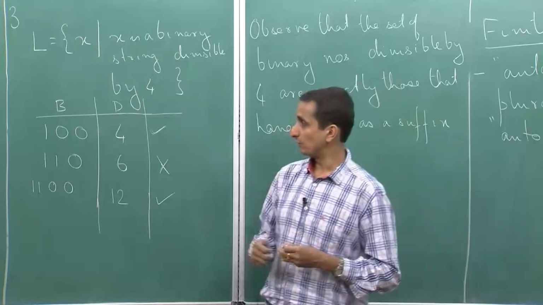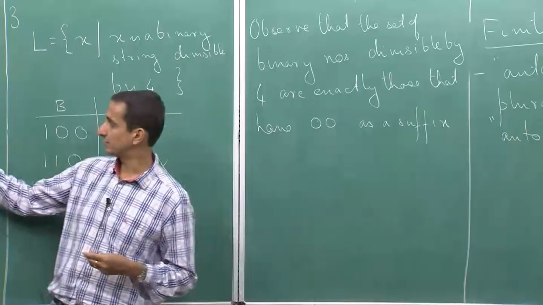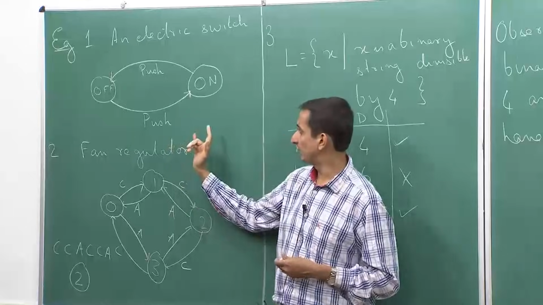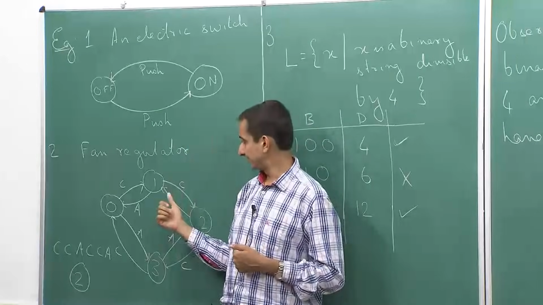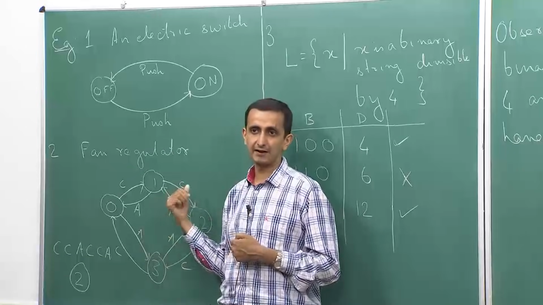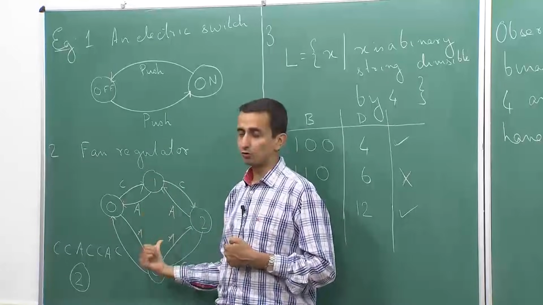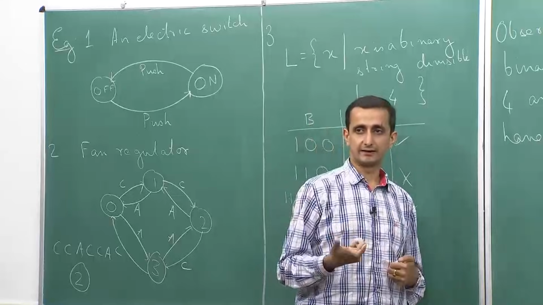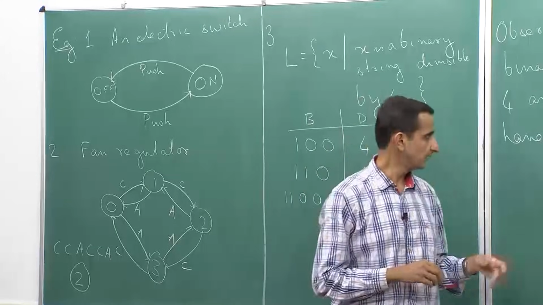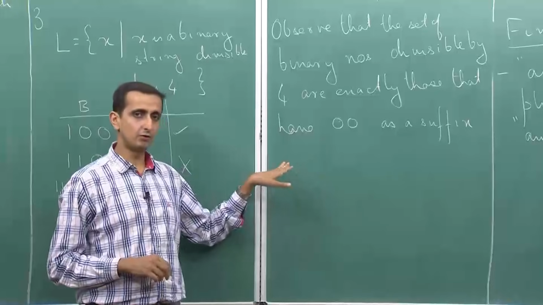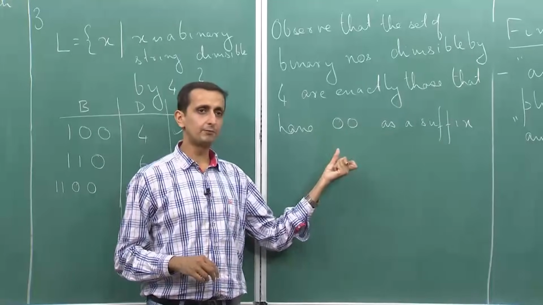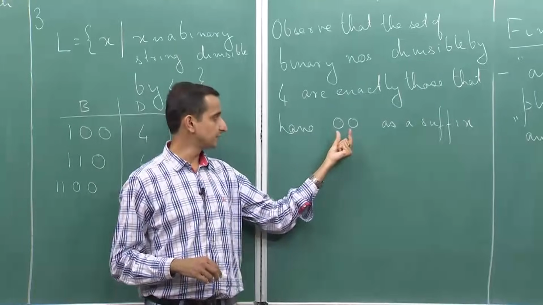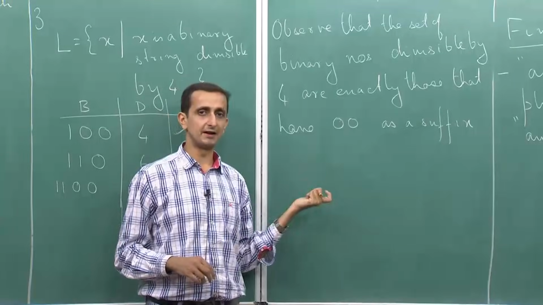Okay. So, if you look at the first two examples, in the first example the states encoded the off and on condition of a switch. In the second example, the fan regulator, the states encoded the different modes that a regulator can be. In this example, if you look at it carefully, the last 2 bits, what are the different values that the last 2 bits of a binary number can take?